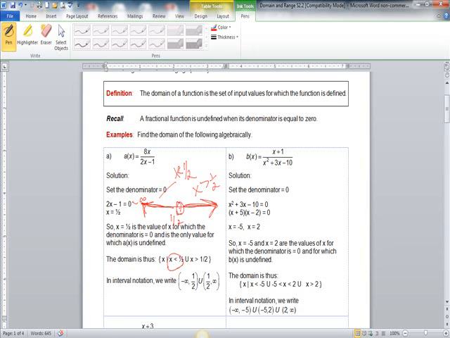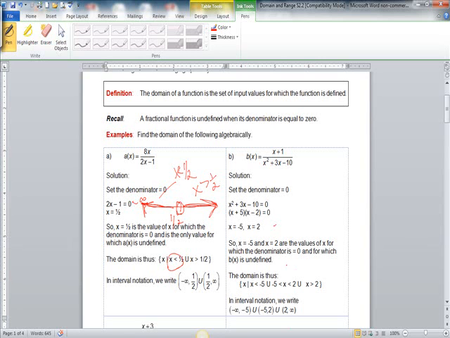Let's take a look at example B. So I have b of x is x plus 1 over x squared minus 3x minus 10. So again we set the denominator equal to 0, so we get x squared minus 3x minus 10 equals 0. And when we do that, we notice that it factors into x plus 5 multiplied by x minus 2. So we set that equal to 0. And then remember, we set each of the factors equal to 0, and we get x equals negative 5 and x equals 2. So x equals negative 5 and x equals 2 are the values for which the denominator is 0, and for which the function's undefined.